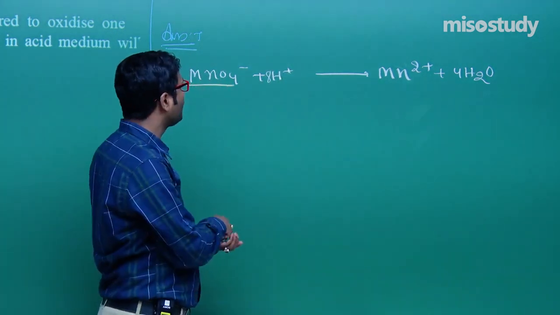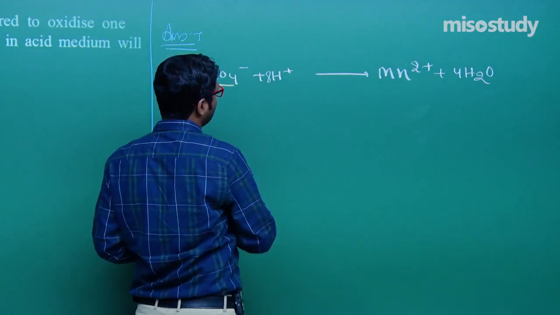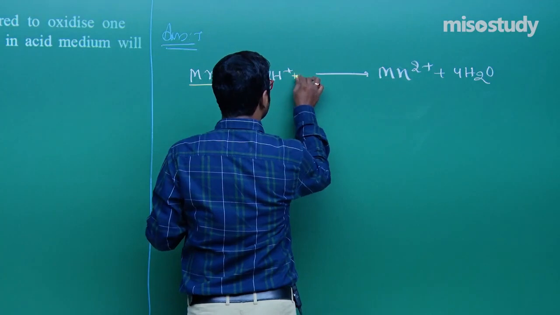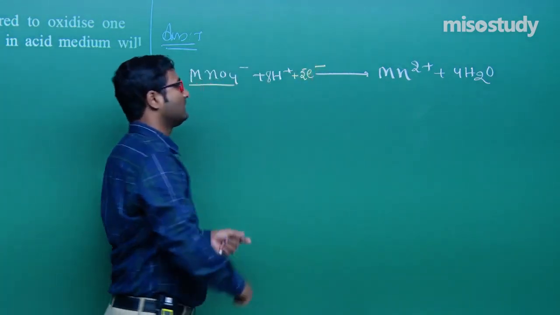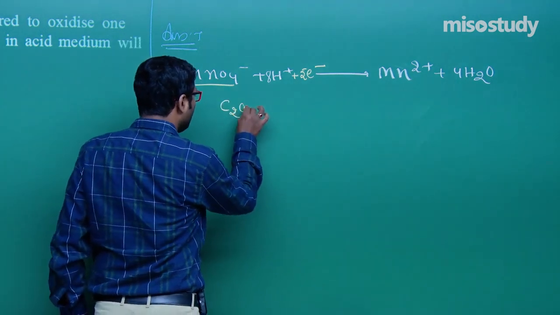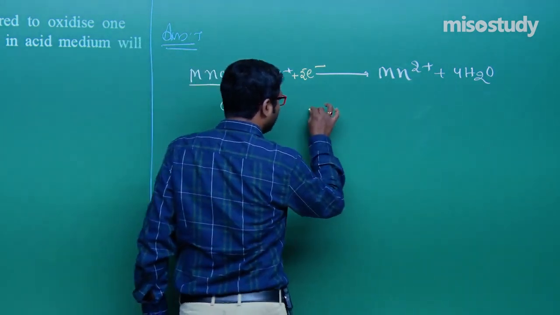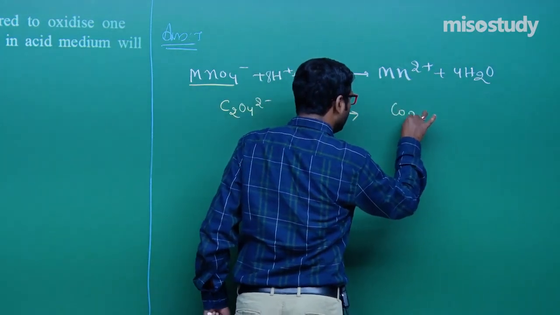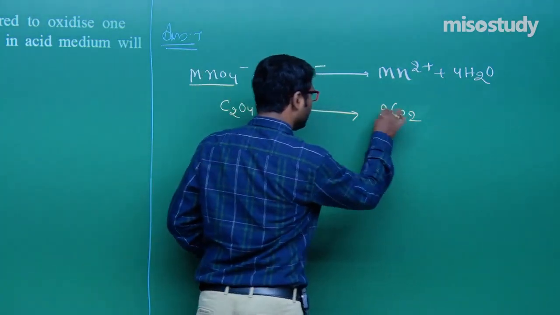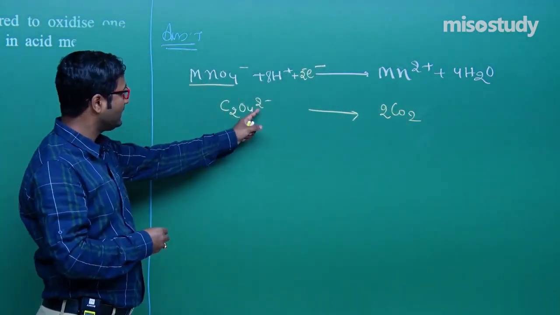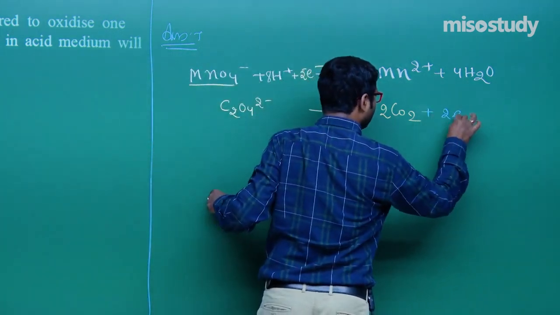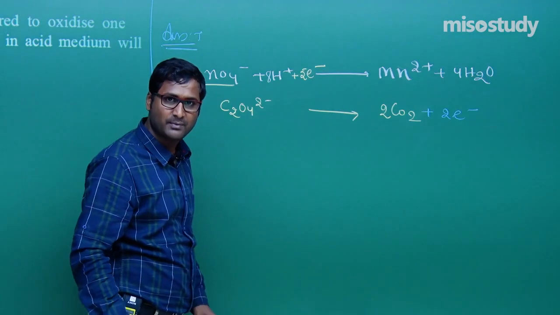Clear friend? Now how to balance the charge? This is the reduction, so to balance, put here 5 electrons. This is the first half. Now the second half is C2O4 2 minus converts into CO2. Clear? Now here is 2, put here 2. Completely balanced. Now here we write 2 electrons. This one is the oxidation half reaction.